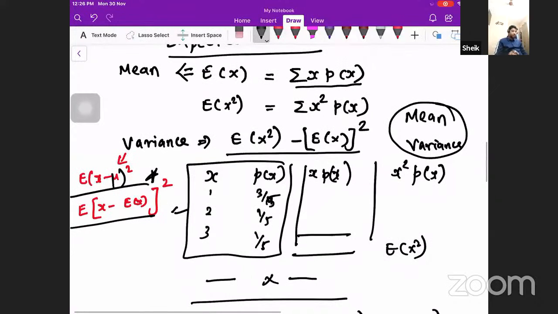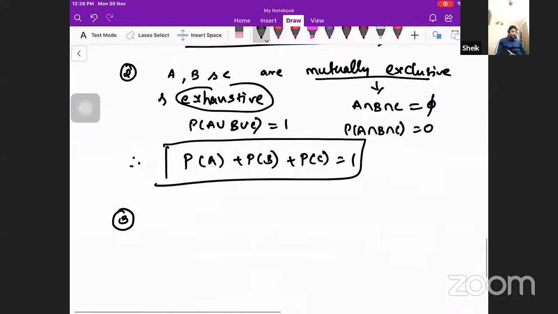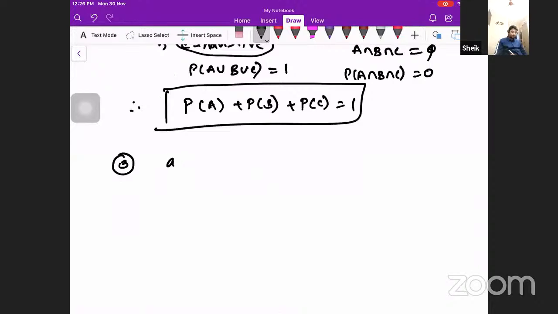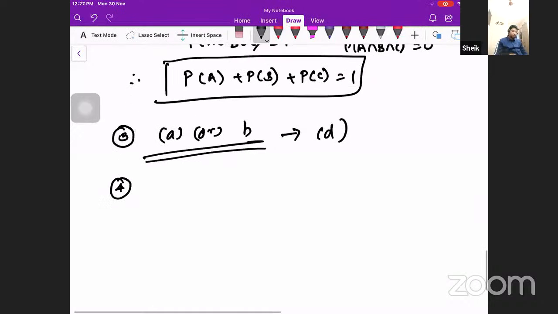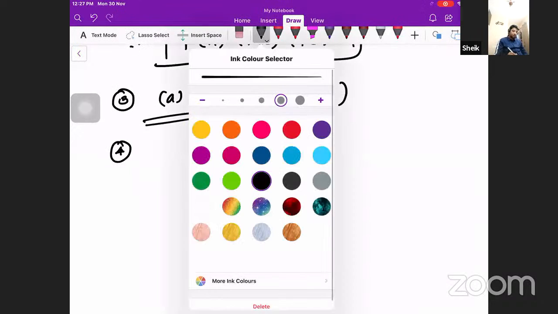So therefore, for sum number 3, both the options A and B are applicable, either A or B. Therefore, option D is our answer. For sum number 3, what is our answer, my dear? Option D is our answer. Now, come to sum number 4. What is sum number 4?